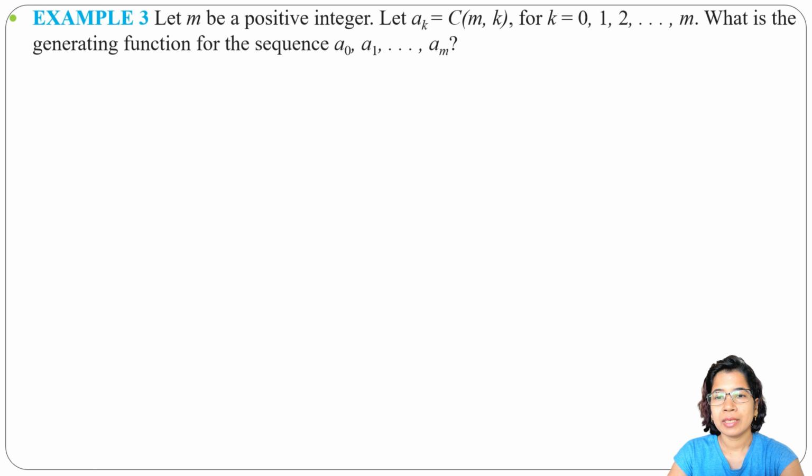Next, example 3. Let m be a positive integer, let ak equal C(m, k), the combination of m choose k, for k equals 0, 1, 2 till m.